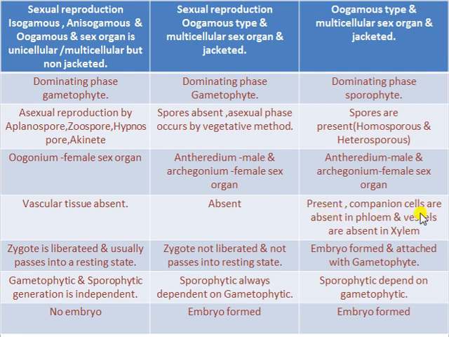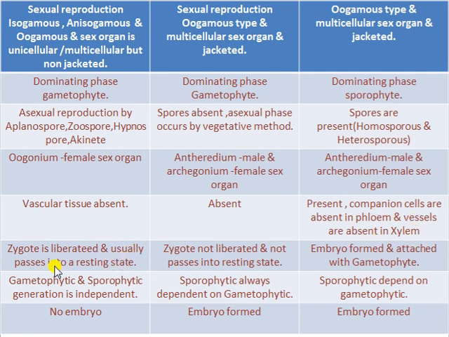If you see in the case of pteridophytes, like fern, you can see that vascular tissue is present. Companion cells are absent in the phloem, and vessel elements are absent in the xylem. That means in pteridophytes, vascular tissue will be present, but companion cells will not be there in the phloem and vessel elements will not be there in the xylem. Except these two structures, the remaining structures are all present within the pteridophyte or fern.